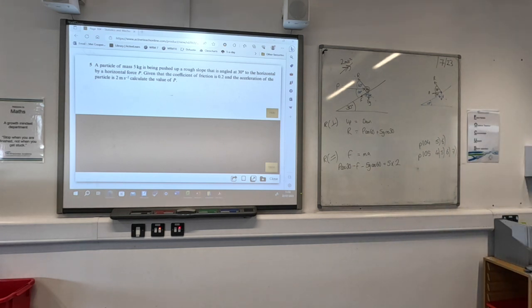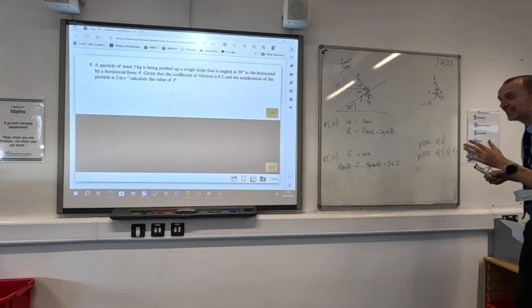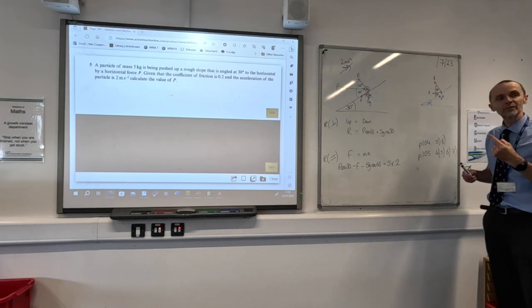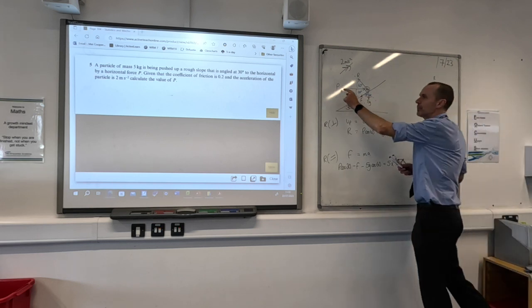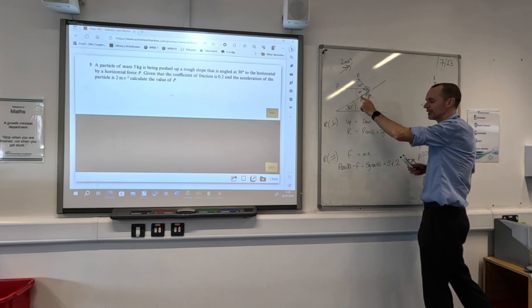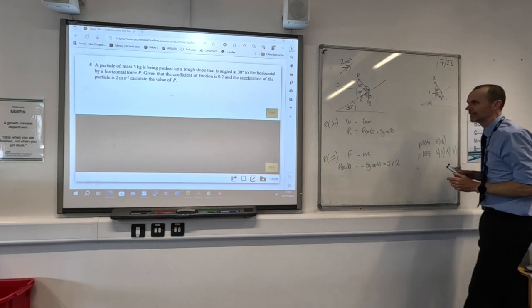We then go parallel with the slope, and again this time, because we're moving up, I'm going to say up is positive. And there's only one force pushing it up. It's the component of this force. Now the angle between that force and the direction we're talking about is 30. So I've got P cos 30.